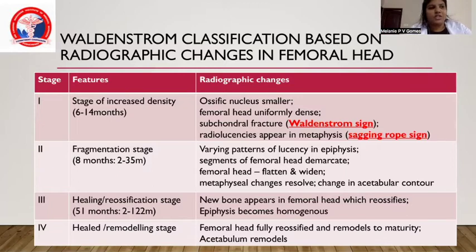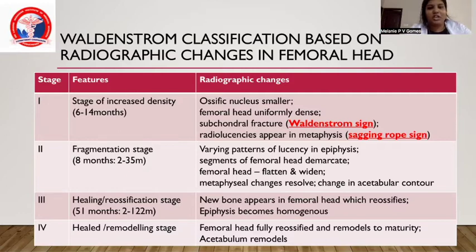Next is the fragmentation stage, which appears at around 8 months and lasts for around 2 to 35 months. Varying patterns of lucency in the epiphysis, segments of the femoral head are demarcated. The femoral head may flatten and widen. Metaphyseal changes resolve in this stage, and there is a change in the acetabular contour.